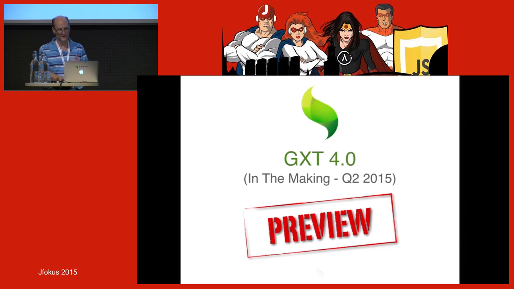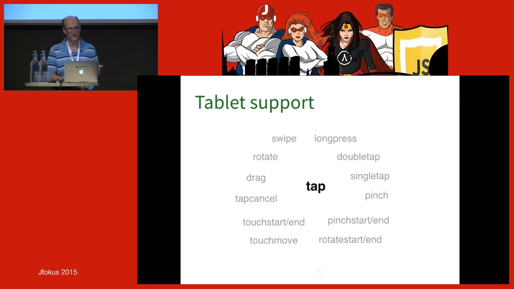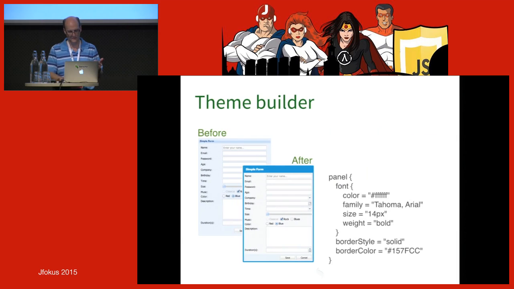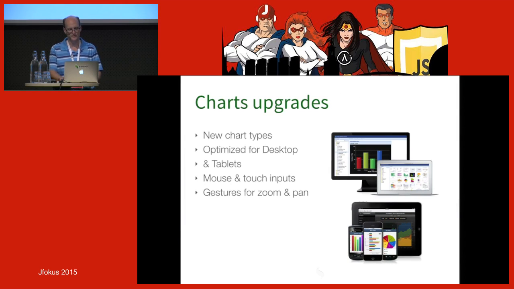Just a couple slides here on what's coming in GXT 4, which should be out second quarter of this year. We're planning to add support for tablets, so touch events and gestures that will work on tablets. Planning to add a new graphical theme builder as well. We're still working to decide whether that's going to be part of the core framework or an optional product, but the idea is to make it a lot easier to style your GWT applications. And then there's going to be a few upgrades to charts, including things like zoom and pan gestures that will be optimized for tablets. The main focus of the release is tablets.